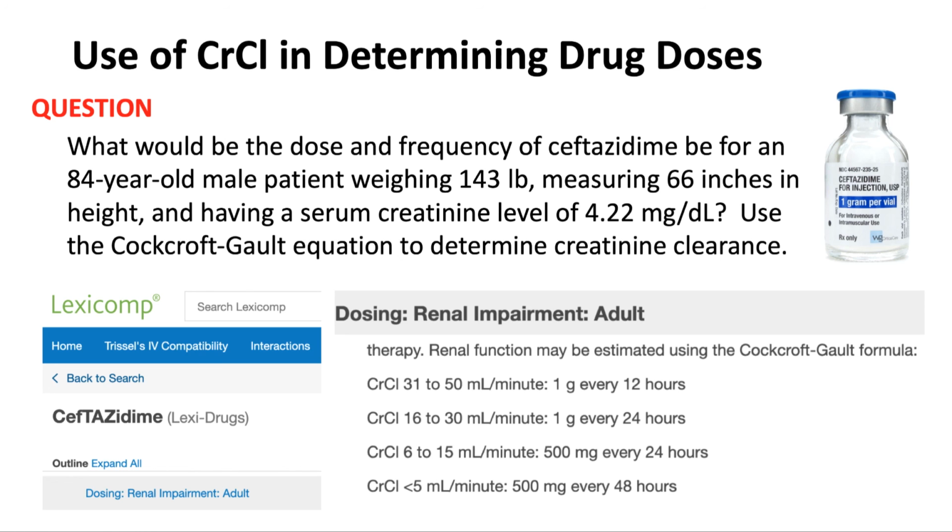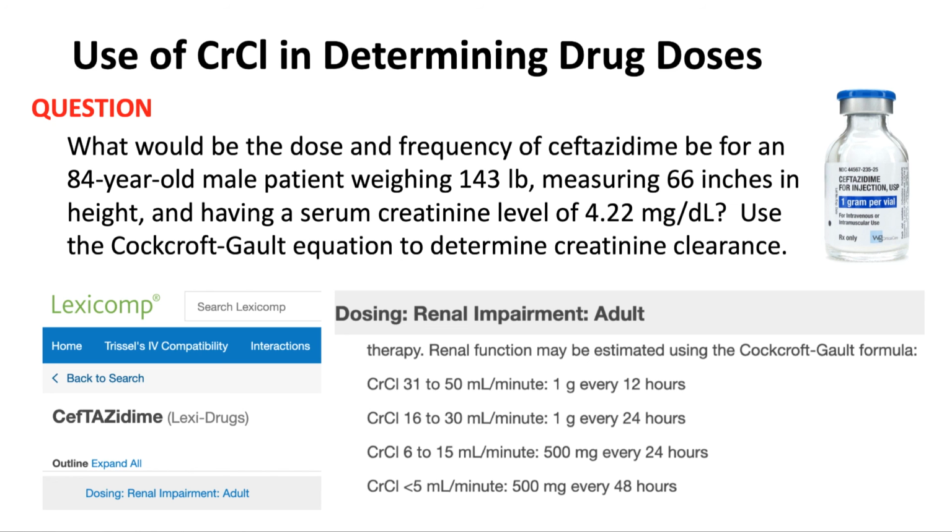So on the left-hand side, what I'm showing you is we used LexiComp or LexiDrugs online. We pulled up the website. We typed in ceftazidime. We pulled up the drug monograph. And on the left-hand side, we went under dosing. And this drug, ceftazidime, had a special section for dosing called renal impairment for adults. I clicked on that, and on the right-hand side, you can see exactly what it said. It said, renal function may be estimated using the Cockcroft-Gault formula, and then it gives me ranges for those results.